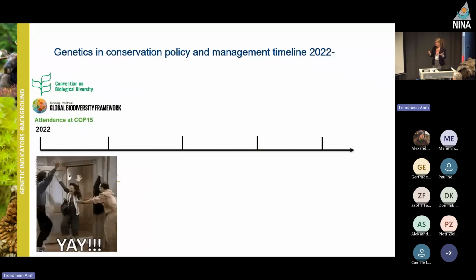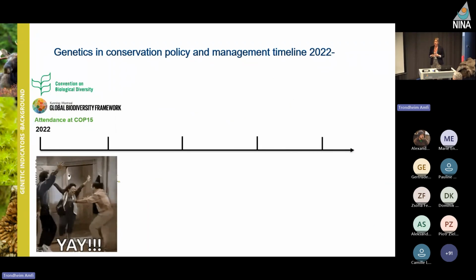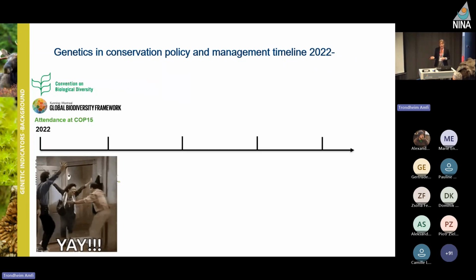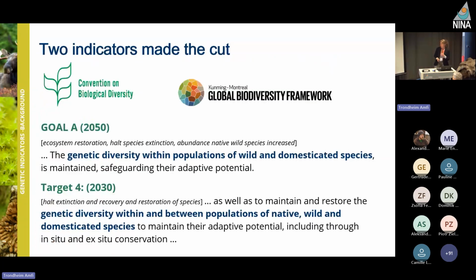And then, fortunately, in 2022 at the COP15, indicators for genetic diversity of wild species were adopted. So it was the NE500 and the populations maintained that were adopted. The NE500 is a so-called headline indicator, and the populations maintained is a complementary indicator, meaning that all the signatory parties of the CBD need to report on the headline indicator.